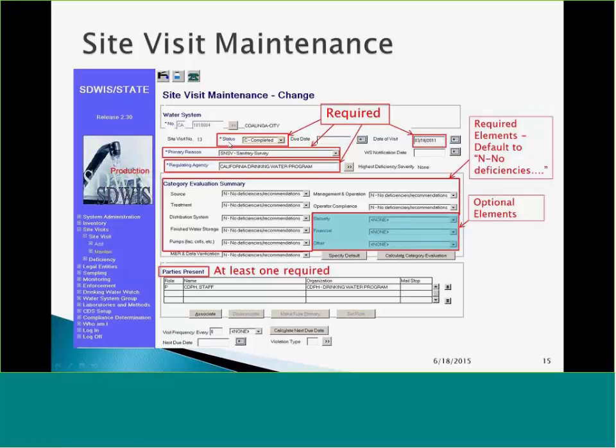So the status, completed, the primary reason, sanitary survey, again, the regulating agency, the California Drinking Water Program, the date of the visit, and then again, these 8 items. And right here, this is where I was saying if a water system does not have a treatment facility, you would go ahead and select not applicable.